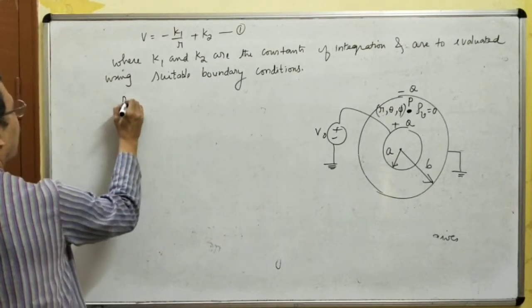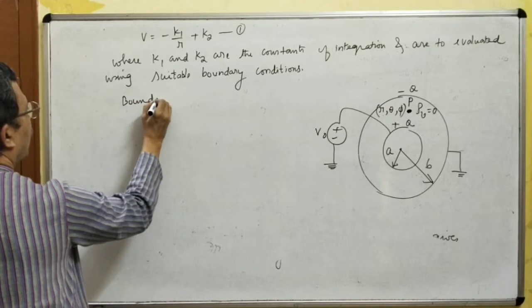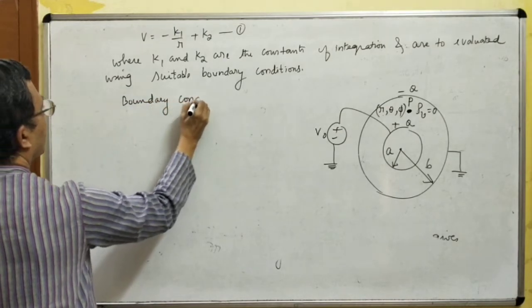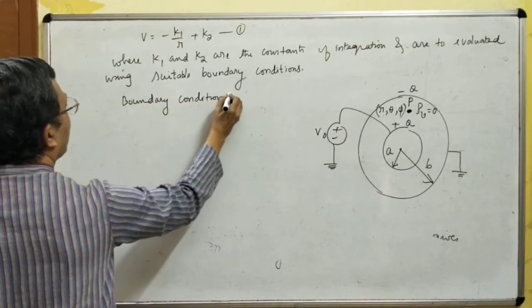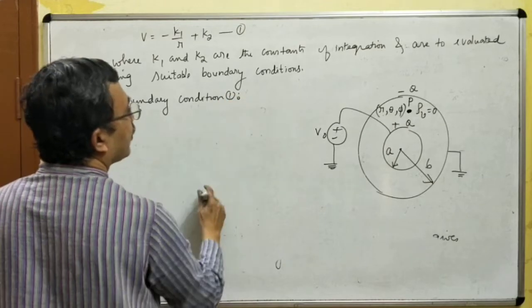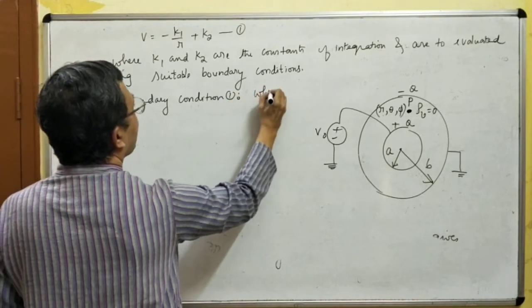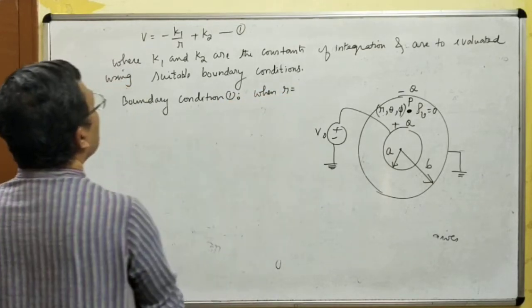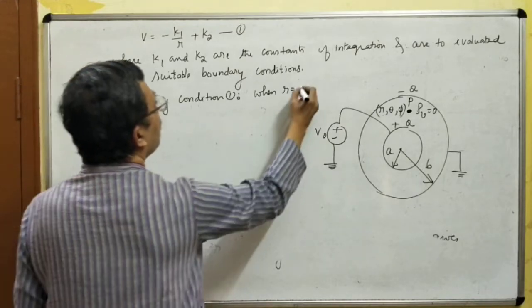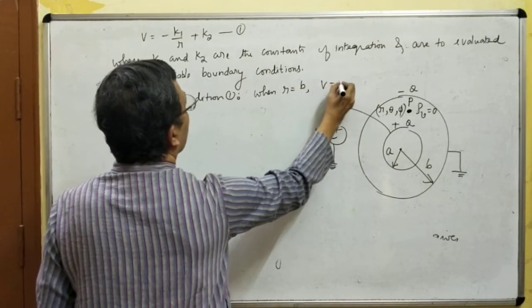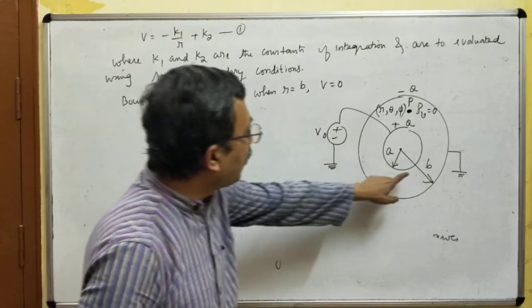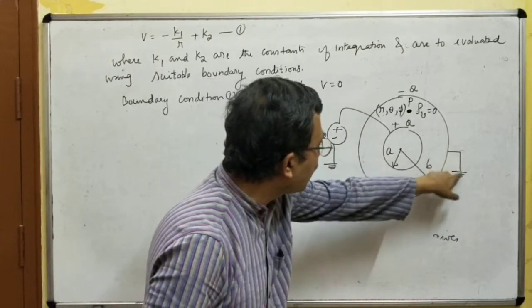Boundary condition 1. When r is equal to b, v is equal to 0, because the outer sphere is grounded.